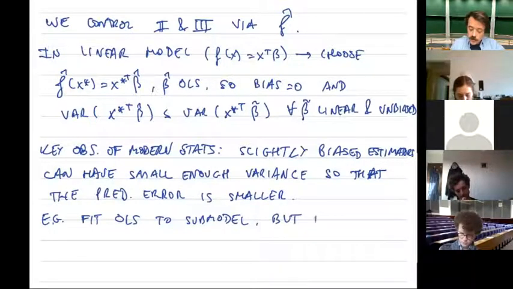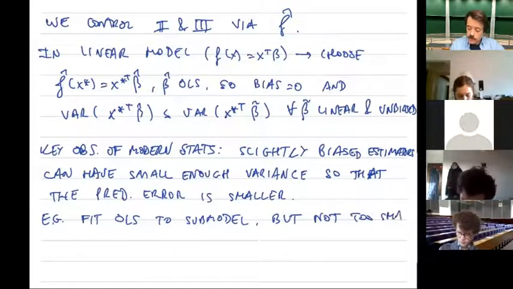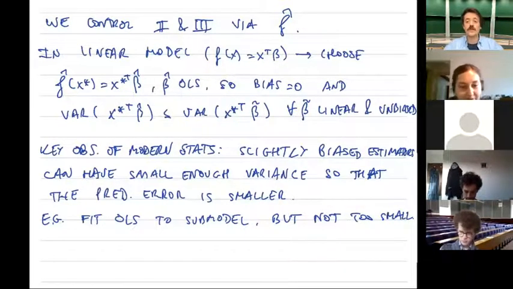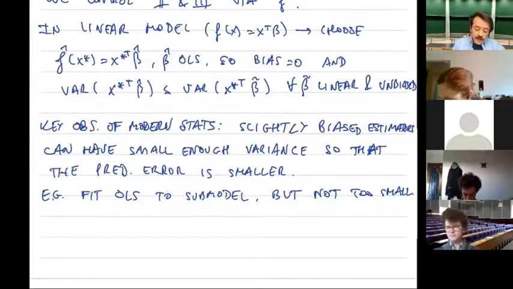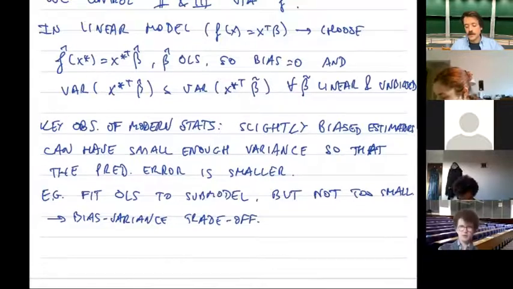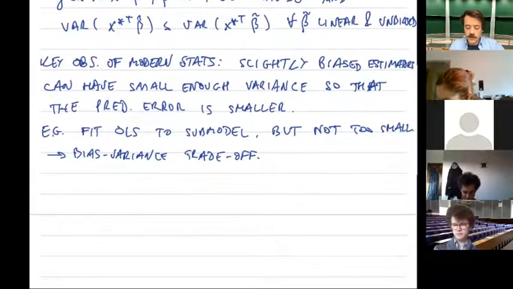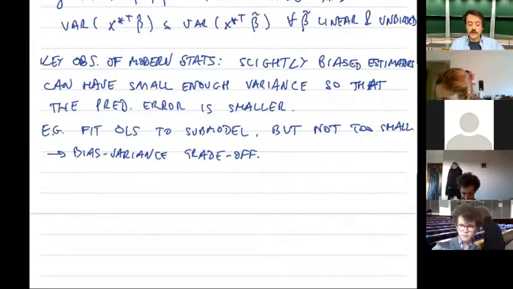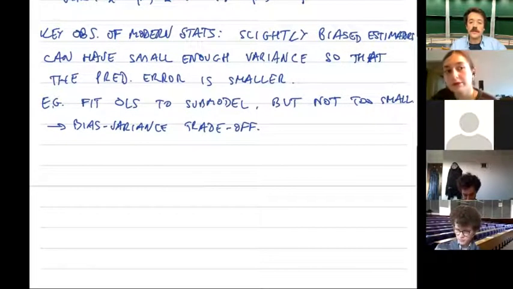But of course, it shouldn't be too small, because if you keep thinking about this, then if the model is very small, you will have introduced a lot of bias. It may be that the variance is very small because you have one parameter to estimate, for instance, but then it will be so far off from being able to explain a 10-dimensional model that you will have too much bias. And so the prediction error will actually be much larger. And so what we see here is a bias-variance trade-off. I explained this in a bit more detail in the notes, in similar detail to what I'm saying out loud.